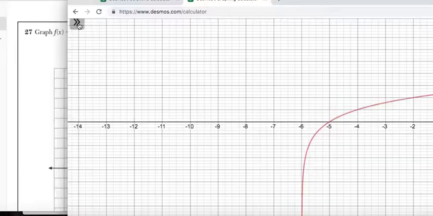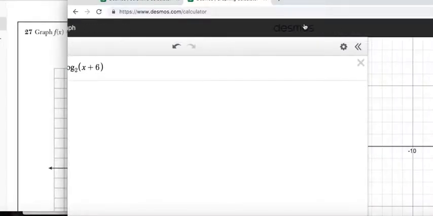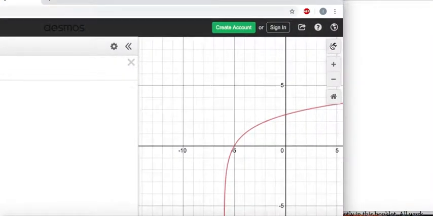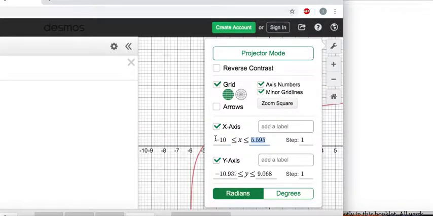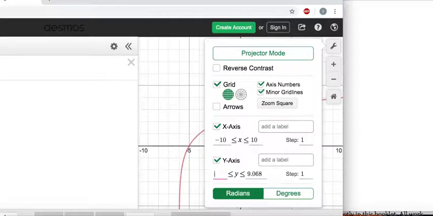I just messed everything up. Let me fix that. I messed up the setting. I changed it by mistake. All right.